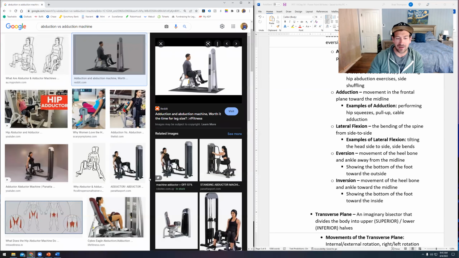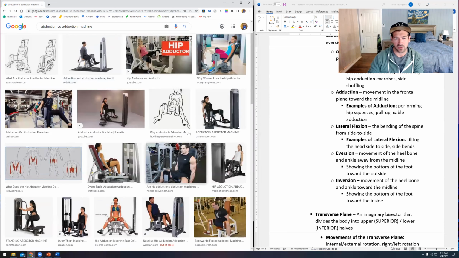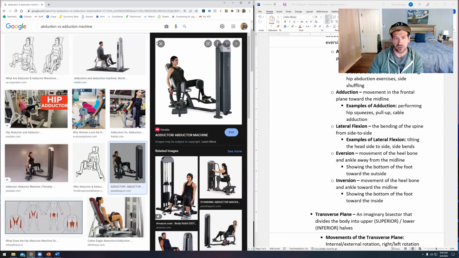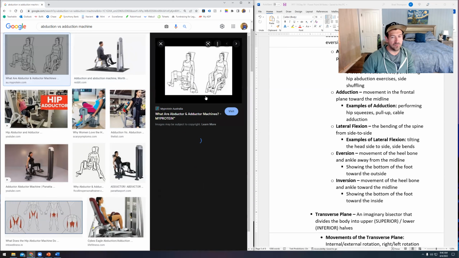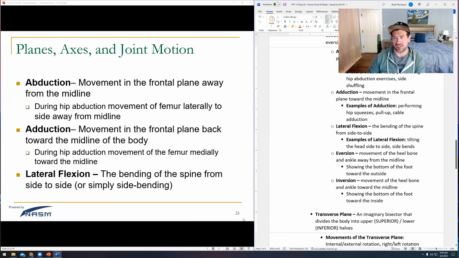Again, easiest way I remember this, there you go. There's the two sides of it. She's got the abduction version there. She's got the adduction version there. That machine, by the way, sucks. Don't use that machine. Way too many clients have excessive adduction. If you're going to use it, use the one where you're opening this way.